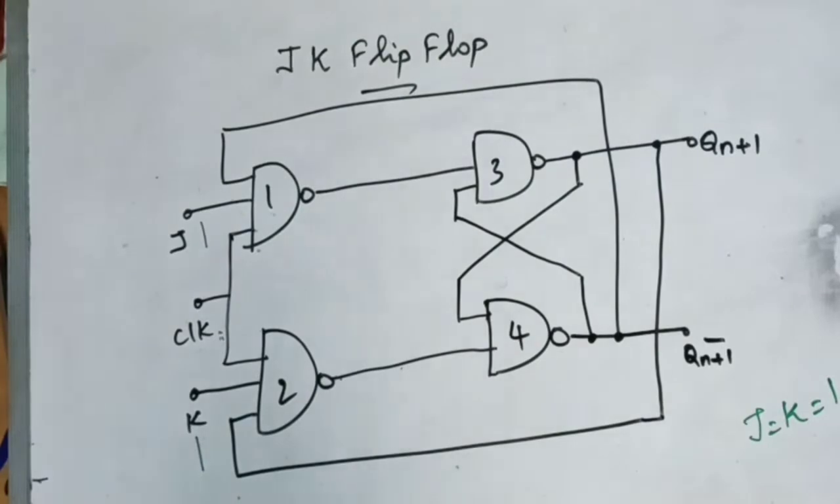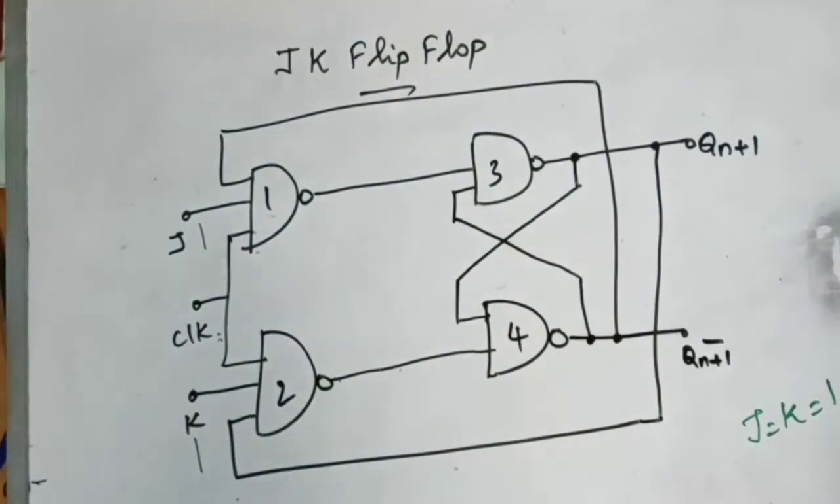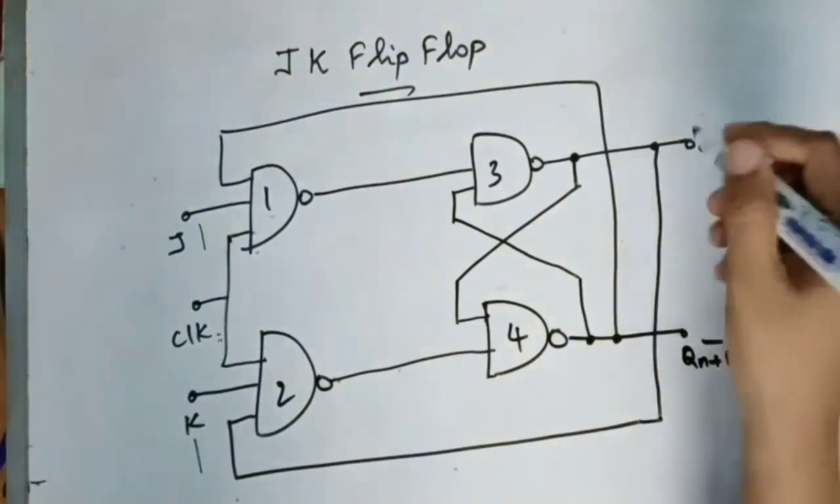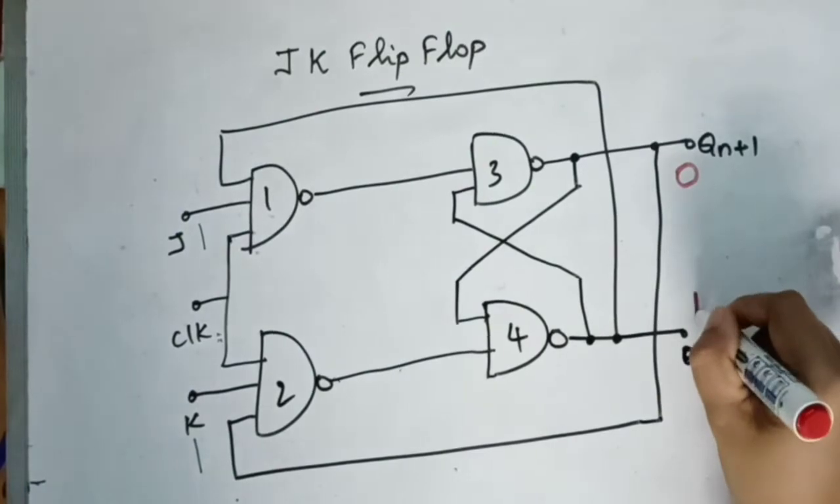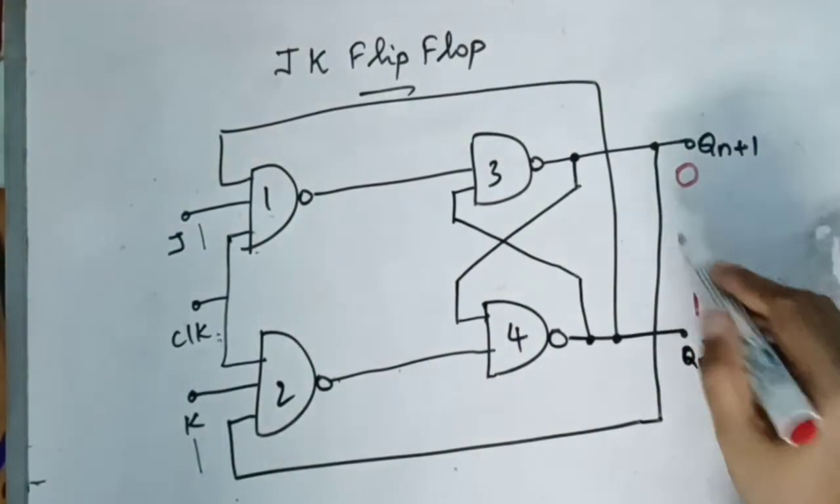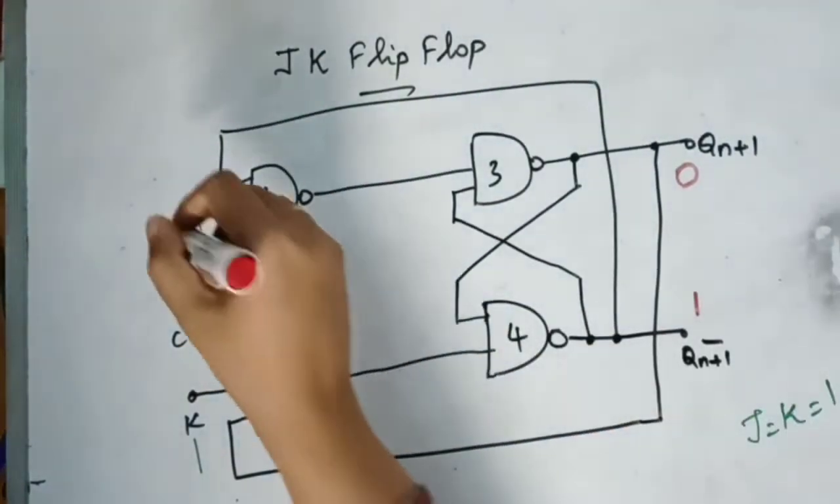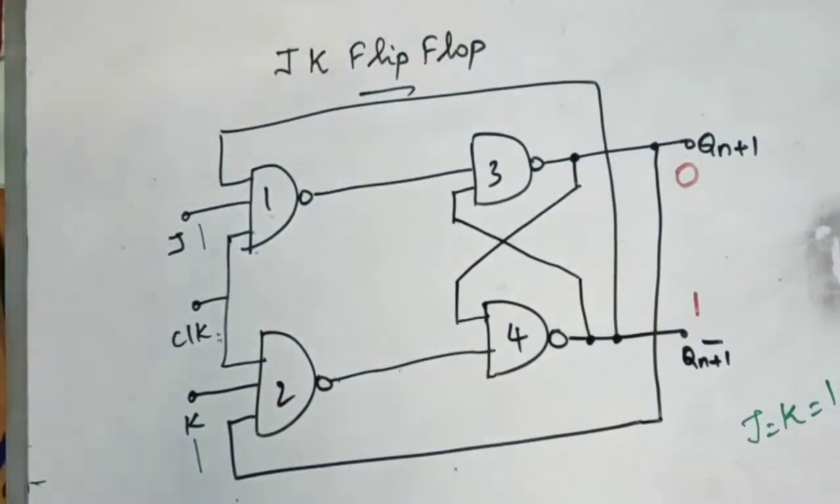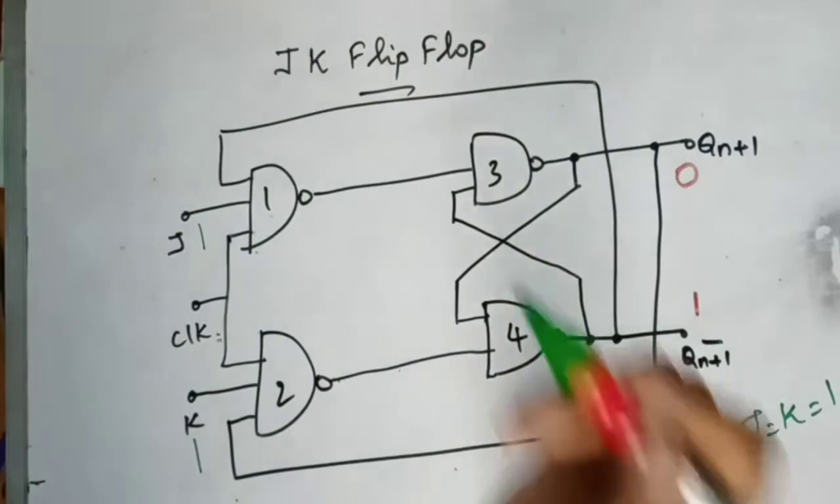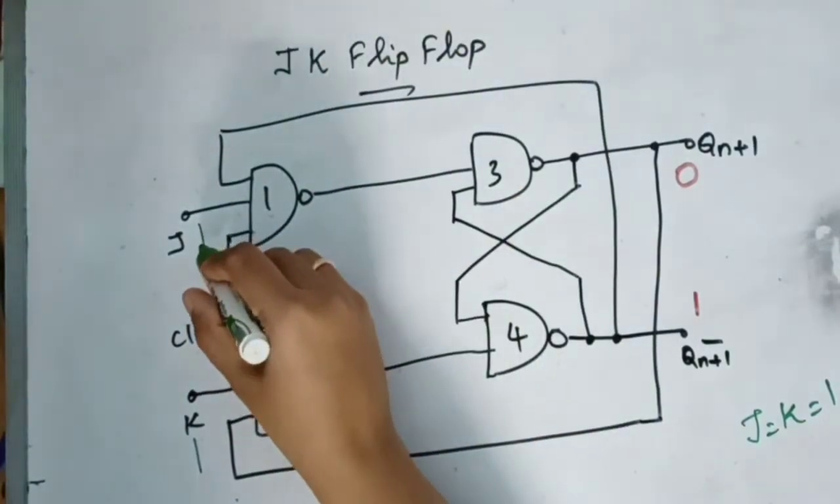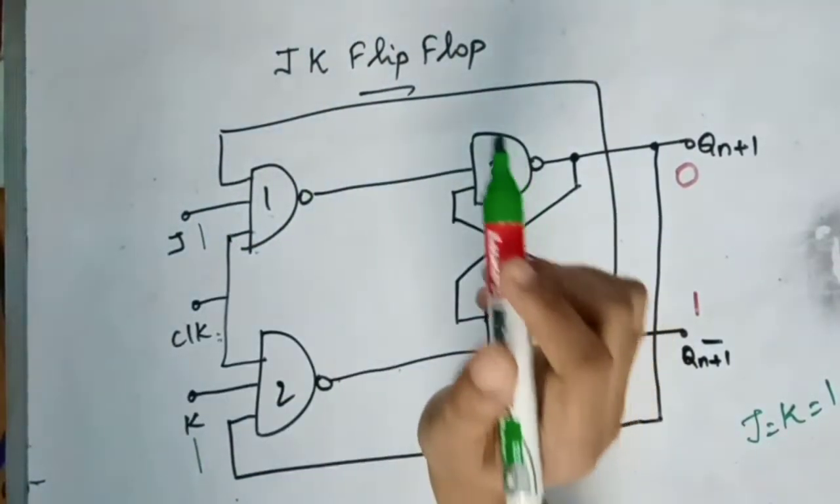Suppose the previous state is Qn. Qn is say 0, so Qn bar will be 1. That is the previous state. Now I am applying J equal to 1 and K equal to 1. So I need to know what my Qn plus 1 is. So J equal to 1, K equal to 1, I am applying the clock.